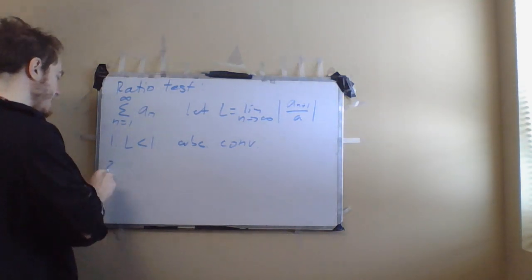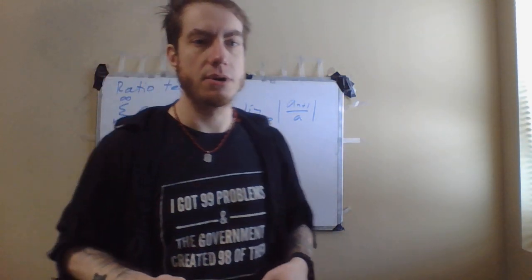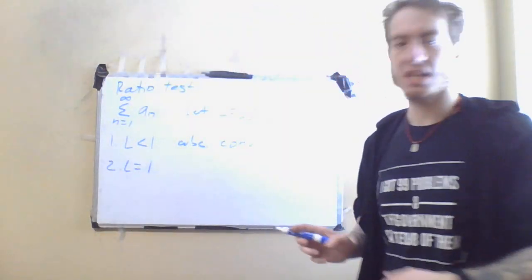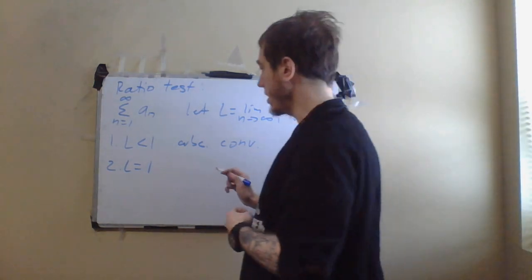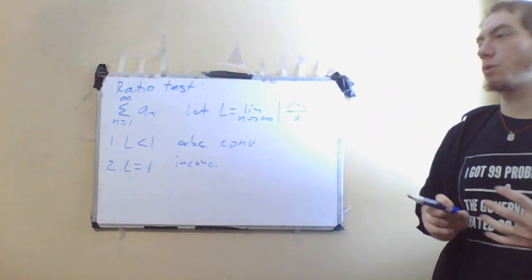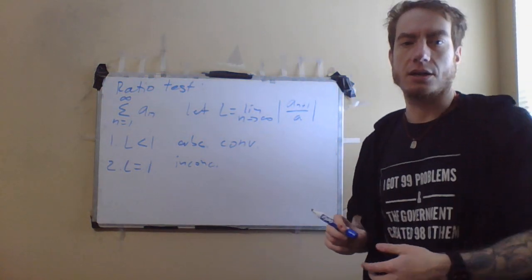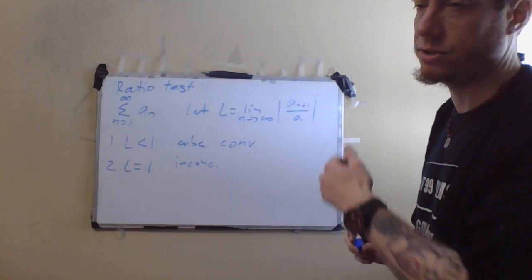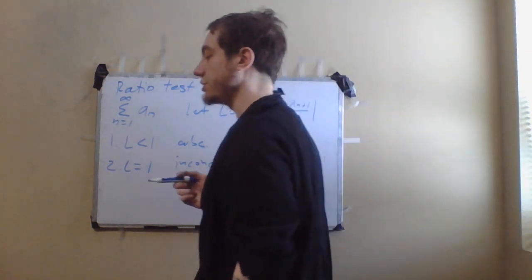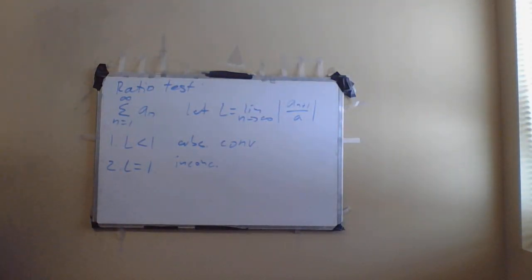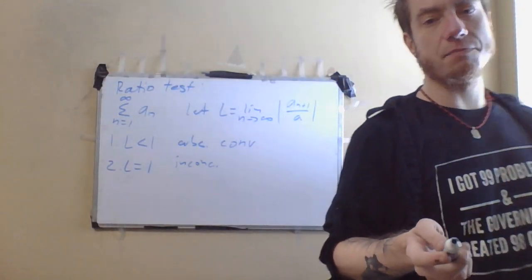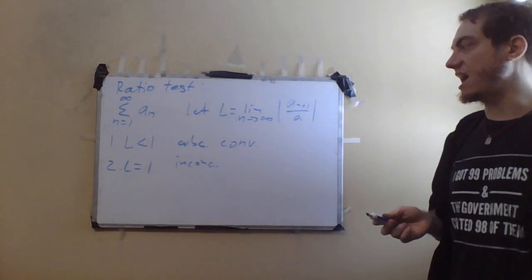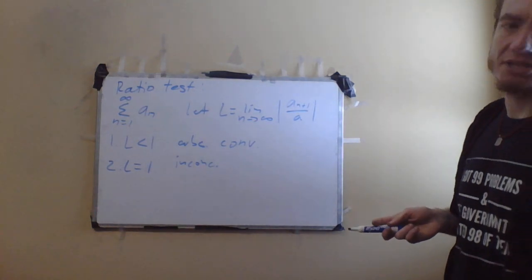The second possibility is that L is equal to 0. Now, I'm sorry, not 0. L is equal to 1. In this case, the test is inconclusive. We have to use a different method to figure out whether this thing converges, diverges, or it may even be conditionally convergent. Remember, conditional convergence means the series converges, but it doesn't converge absolutely. And we saw examples of that, like the alternating harmonic series that converge, but do not converge absolutely.